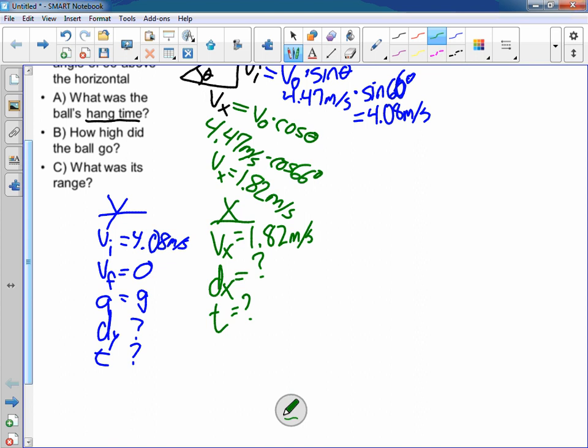So where can I solve for my time? Where do I know enough information? Which axis can I use to solve for the time? The y-axis, right? Because I've got my initial velocity right here, I've got my final velocity here, and I've got my acceleration, three things, that's enough. So which equation will I use?